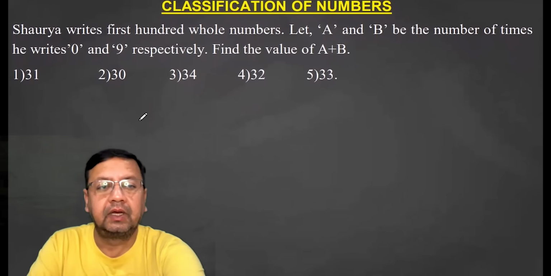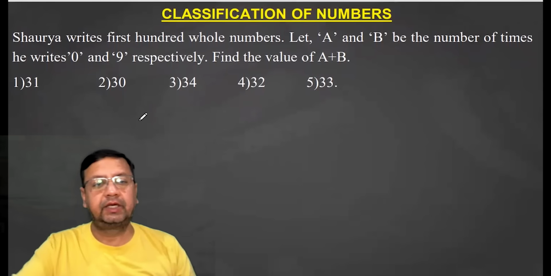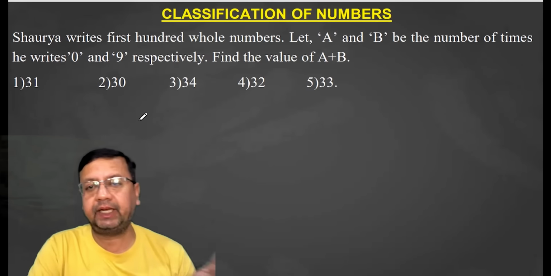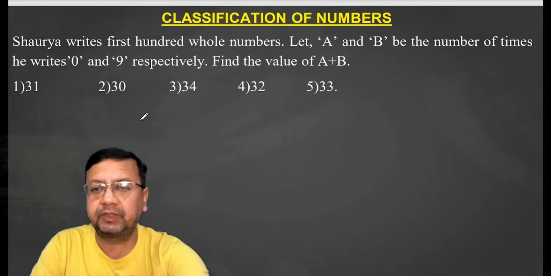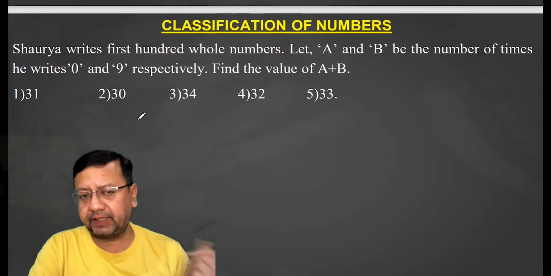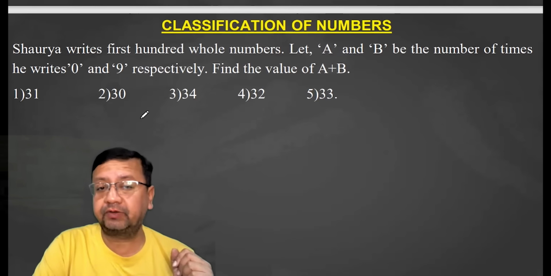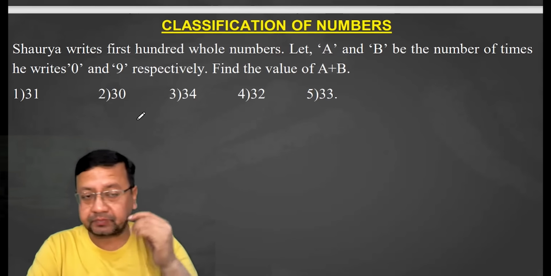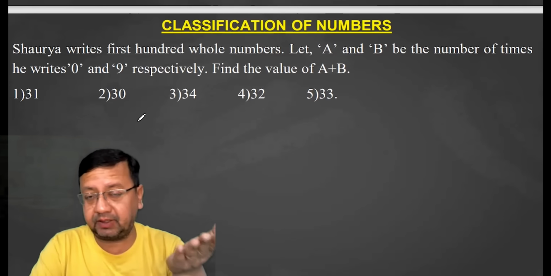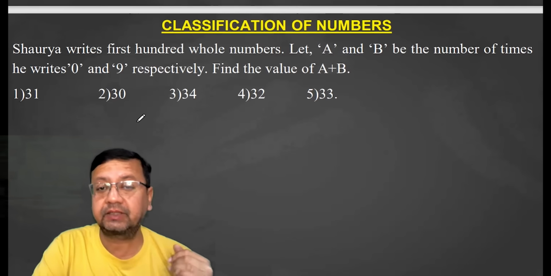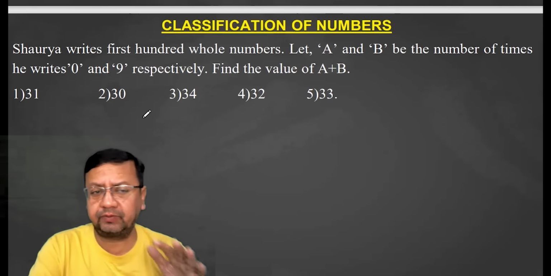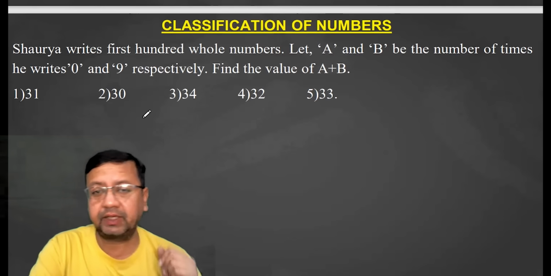Now, this says Shaurya writes the first 100 whole numbers. Let A and B be the number of times he writes 0 and 9 respectively. What is the value of A plus B? Okay. So this is basically the extension of the previous example, the question which we have just discussed, that is, how many times you will be writing 4. Now here we have the digits 0 and 9.